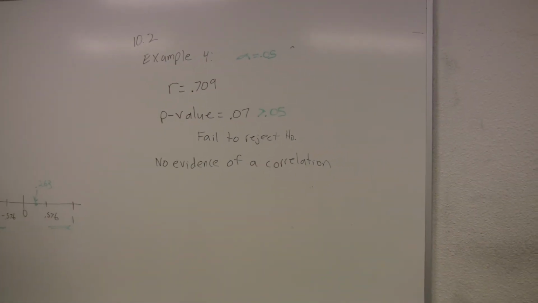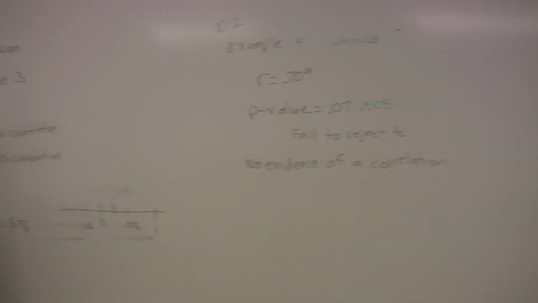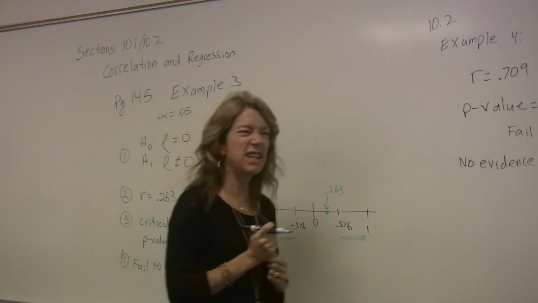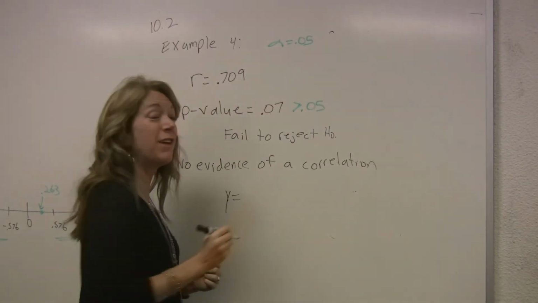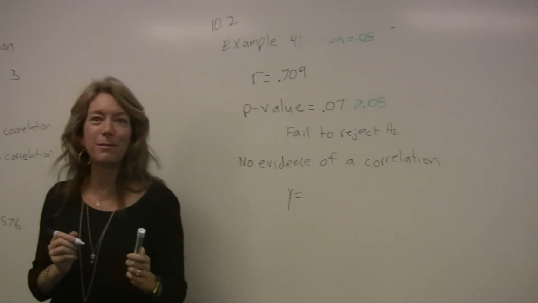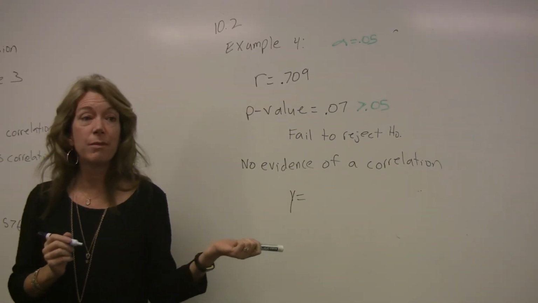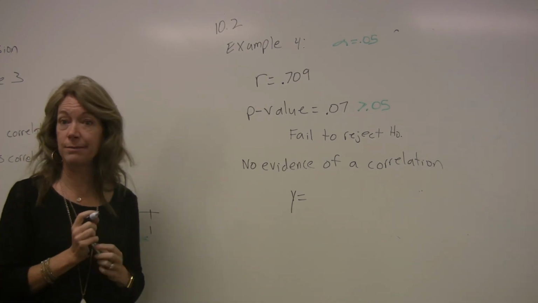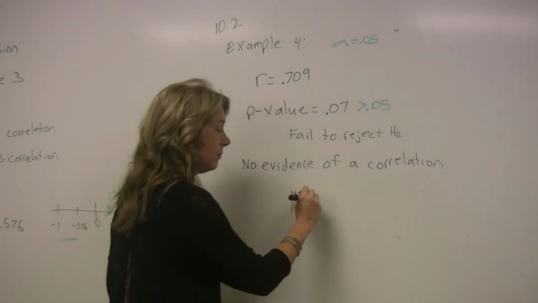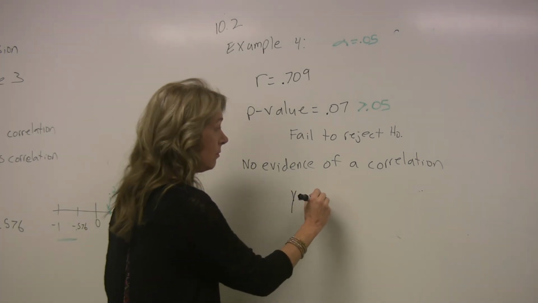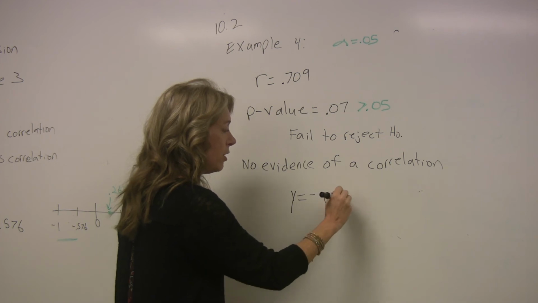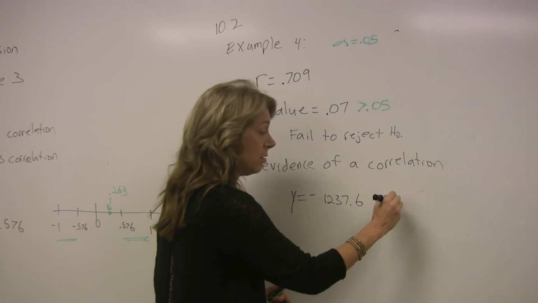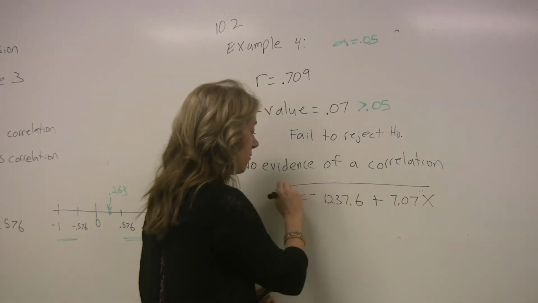Should I write down my regression line? Yeah. Why? Because it asked for it. Did it? Find the regression line. Oh, it did. Okay, thank you. I thought it didn't ask for it. If it had just asked for the prediction, we wouldn't have even had to write the line down. But we can write it down. What is it? Anybody? Y equals negative 1237.6 plus 7.07x. So there's my regression line.